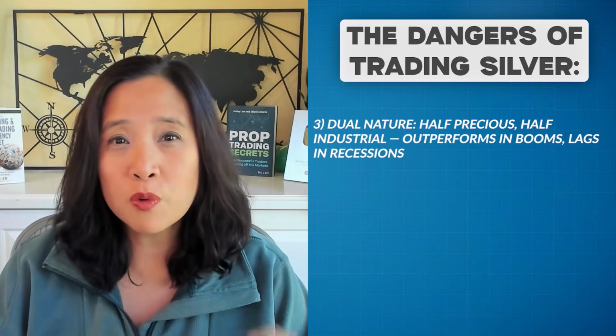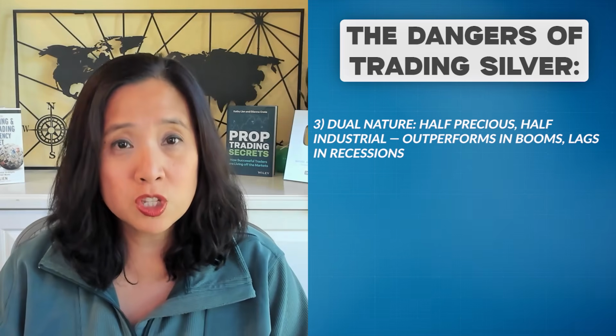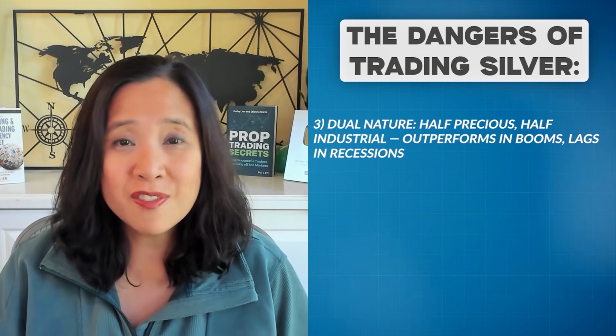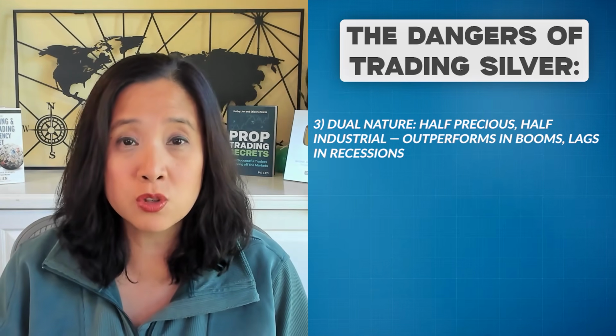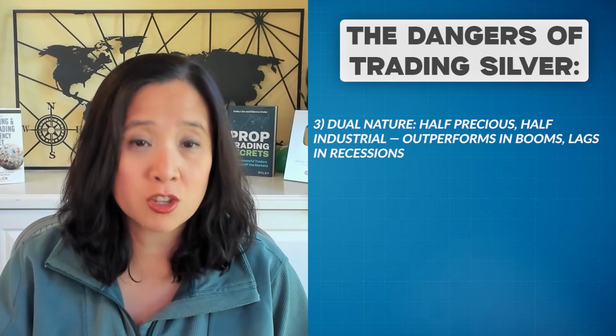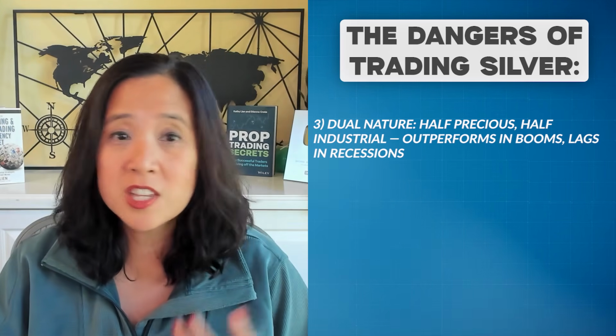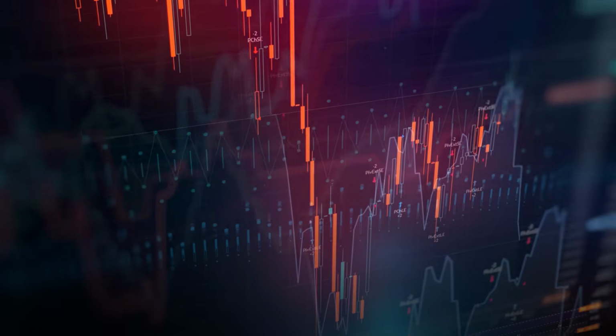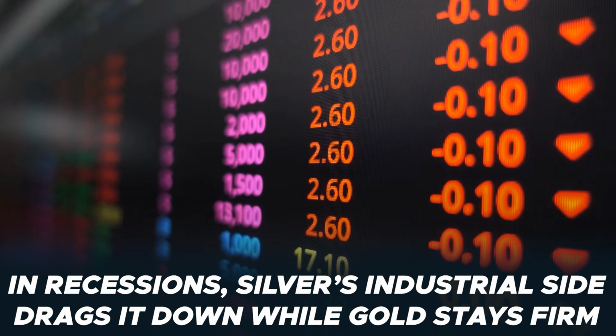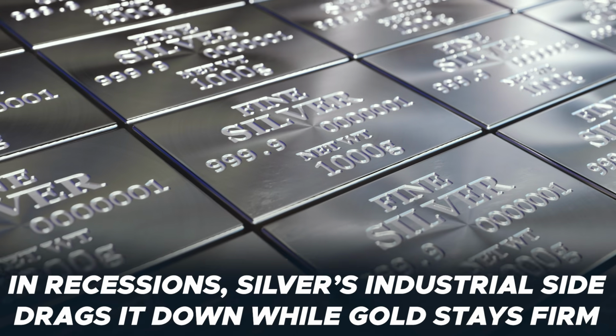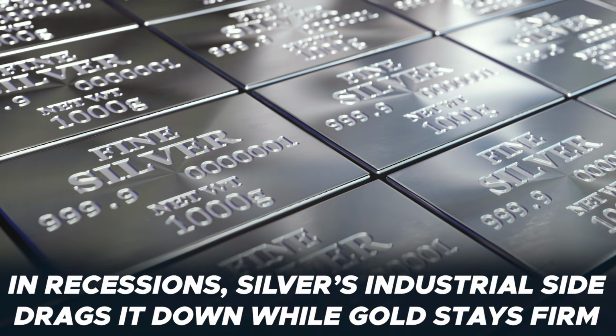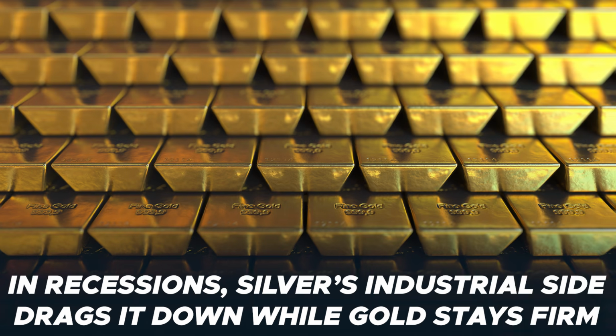Number 3, don't forget about its alter ego. Precious metals versus industrial metal. Half of its demand comes from industrial metal uses like solar panels, EVs, electronics. During expansions, this helps silver outperform gold, but during recessions, that industrial exposure becomes a liability, and silver can underperform sharply and sell off more aggressively while gold holds steady.